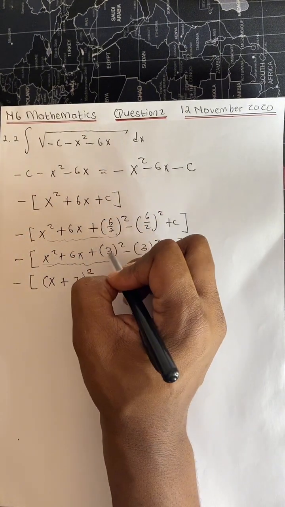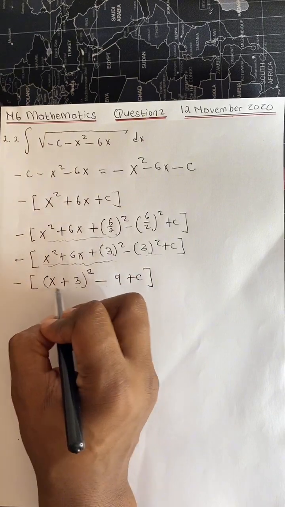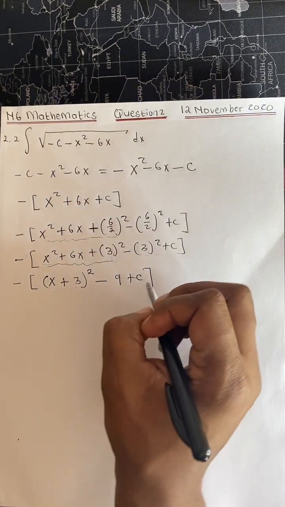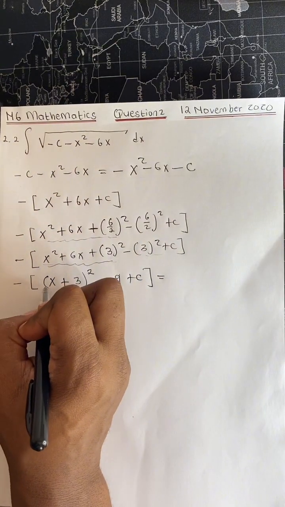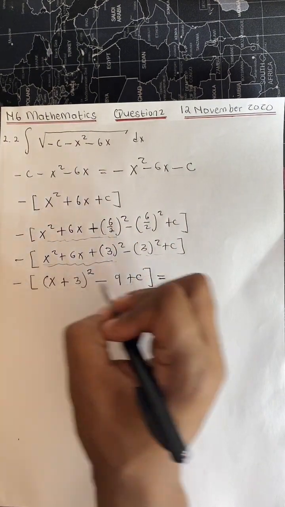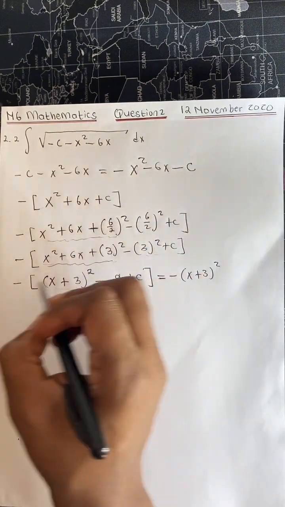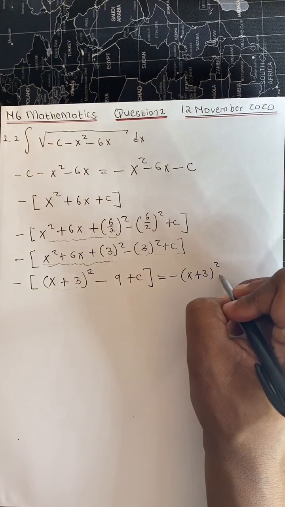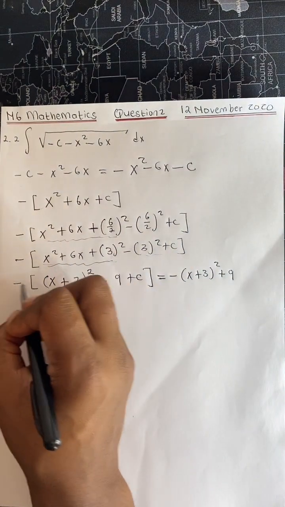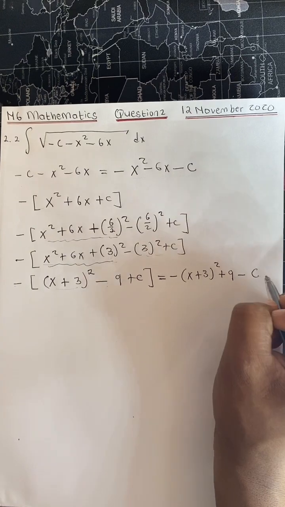So from there, you cannot square this 3, you just leave it like that so that you can be able to factorize it this way. And from here, we can distribute this negative inside the parenthesis. So negative multiplied by positive will be negative x plus 3 squared. Negative multiplied by negative 9 will be equals to positive 9. Negative multiplied by positive c will be equals to negative c.